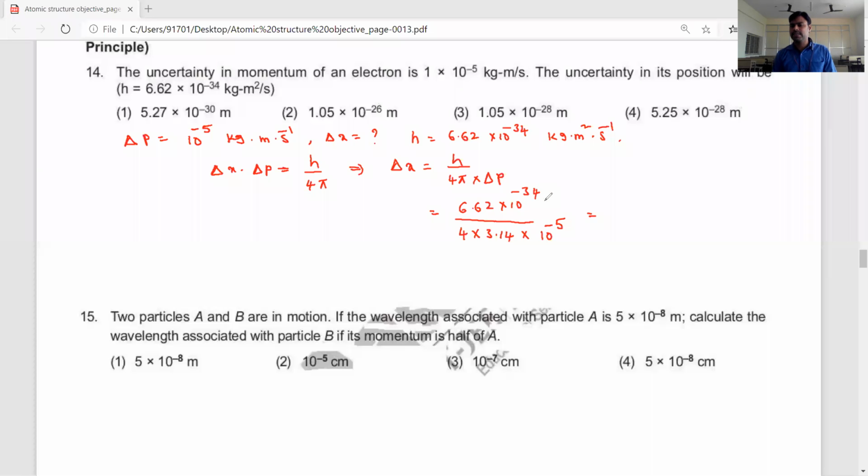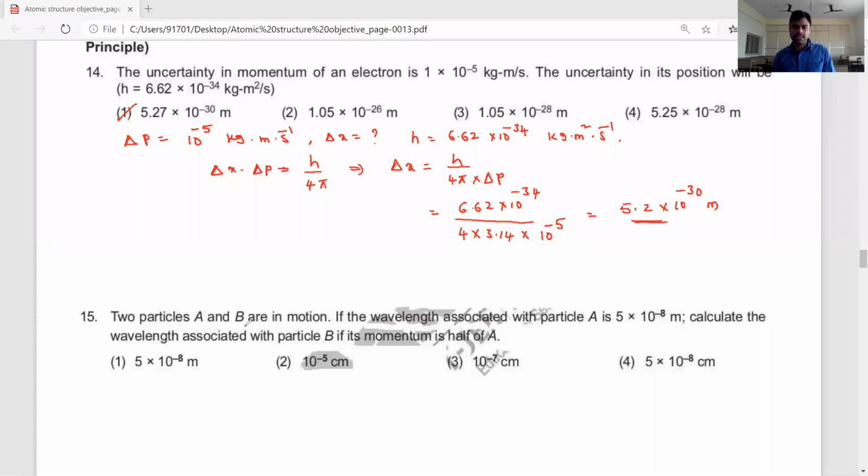Means 10 to the power of minus 34 into 10 to the power of 5 becomes 10 to the power of minus 29. 6.62 by 4 into 3.14. On simplification, we'll get approximately 5.2 into 10 to the power of minus 30 meters. So where is that answer present? 5.27 into 10 to the power of minus 30 approximately, means the first option is correct. Okay students, let's see the next question.